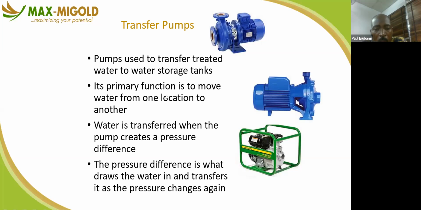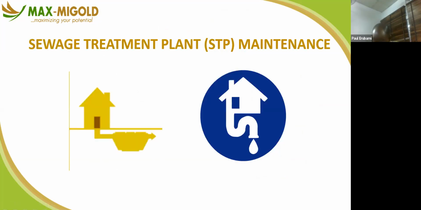Transfer pump. What are you using your transfer pump for? It's used to transfer treated water to the water storage tank. Its primary function is to move water from one location to the other. Water is transferred when the pump creates a pressure difference. The pressure difference is what draws the water in and transfers it as the pressure changes again, which I've already mentioned at the earlier stage of this module. So that brings us to the end of the water treatment plant.